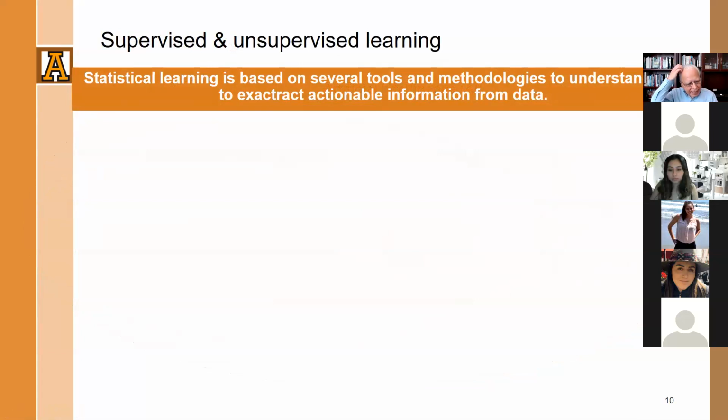Now, statistical learning is divided in supervised and unsupervised learning. Okay, so what I say here is statistical learning is based on several tools and methodologies to understand and extract actionable information from data.